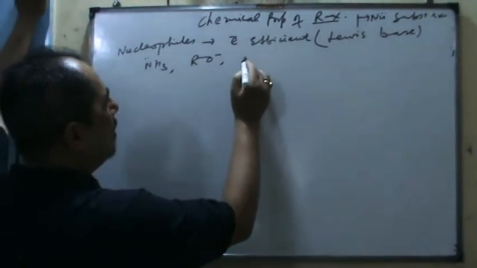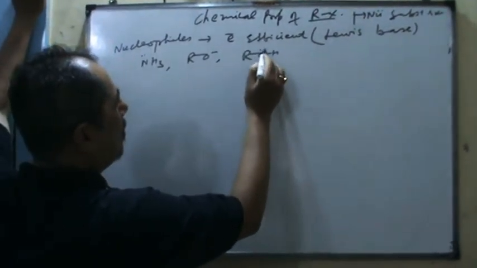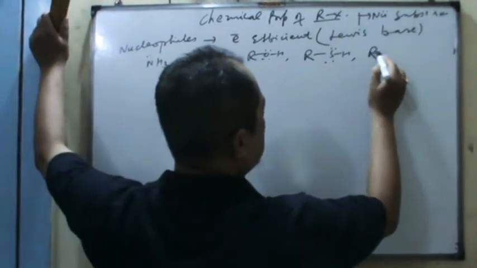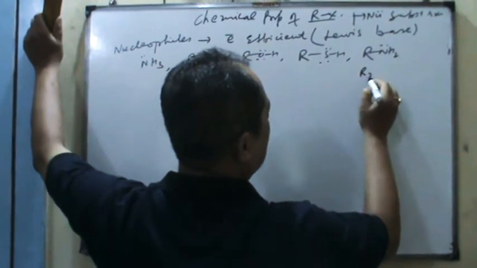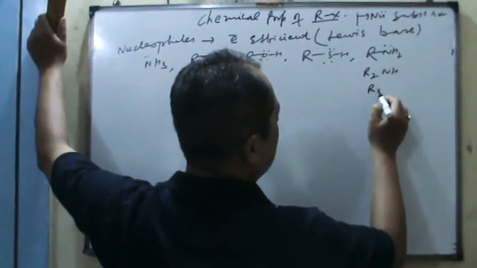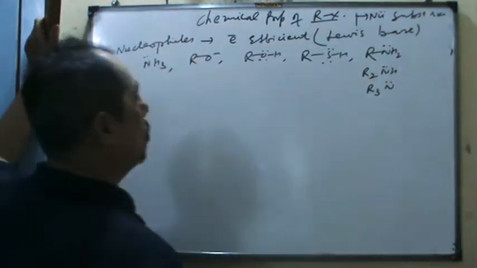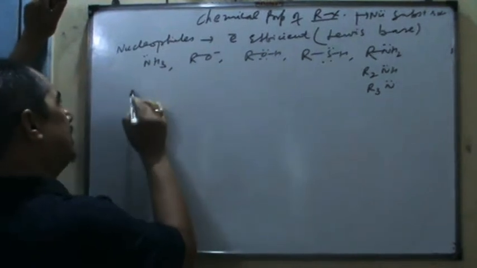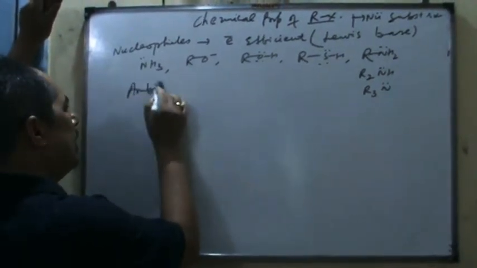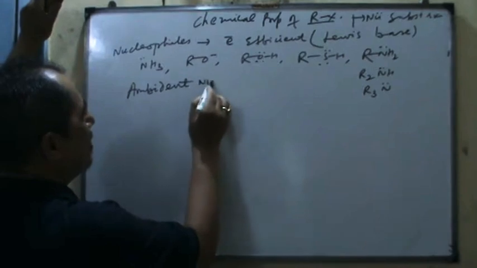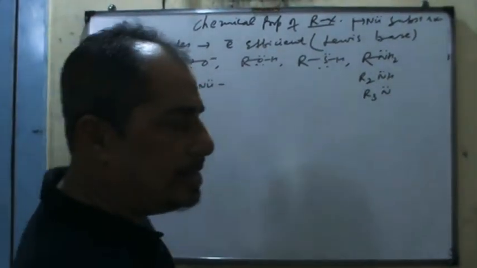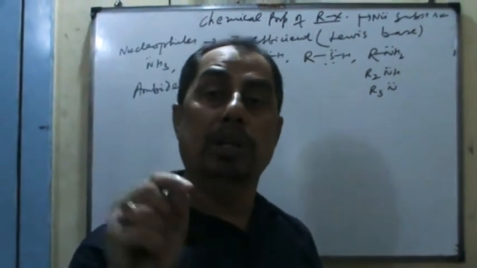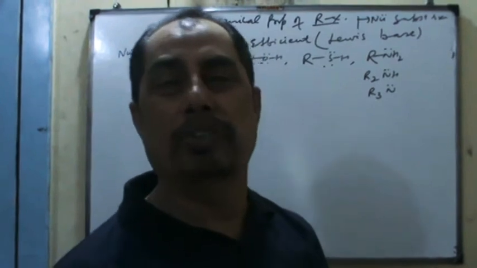What is that? Lewis base, ammonia, alkoxy, alcohol, RSH, thioalcohol, primary amine, secondary amine and tertiary amine all contain lone pairs of electrons. They are called nucleophiles. But some nucleophiles are known as ambident nucleophiles. What do you mean by the term ambident? Such a nucleophile contains two donor atoms, but at a time only one can contribute the lone pair of electrons.